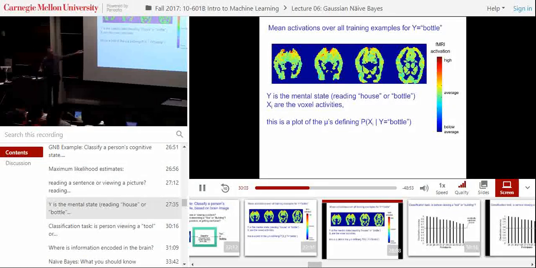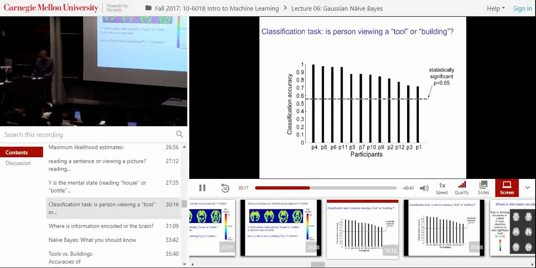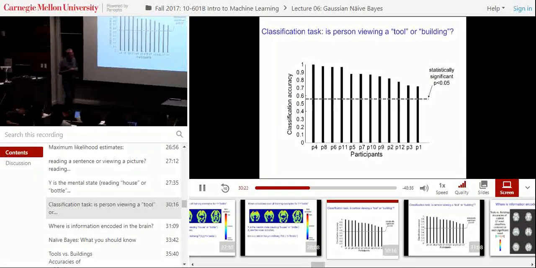Okay, so that's all there is to applying this. It's just like our old friend naive Bayes, but now because we have continuous values for the image pixels, voxels, because they're three-dimensional, we call them voxels. And then it turns out this works fine.